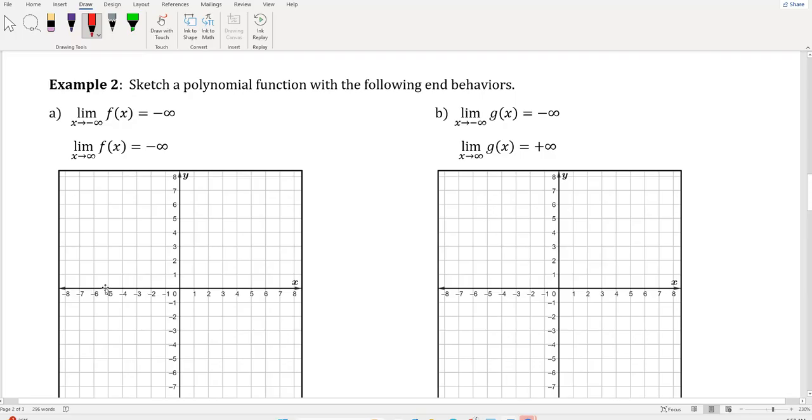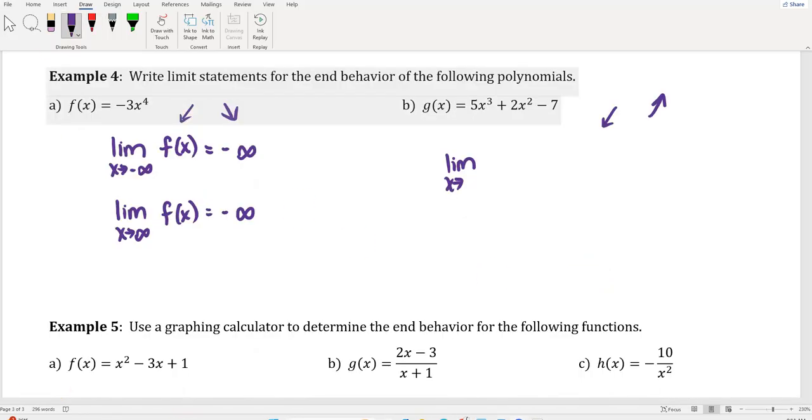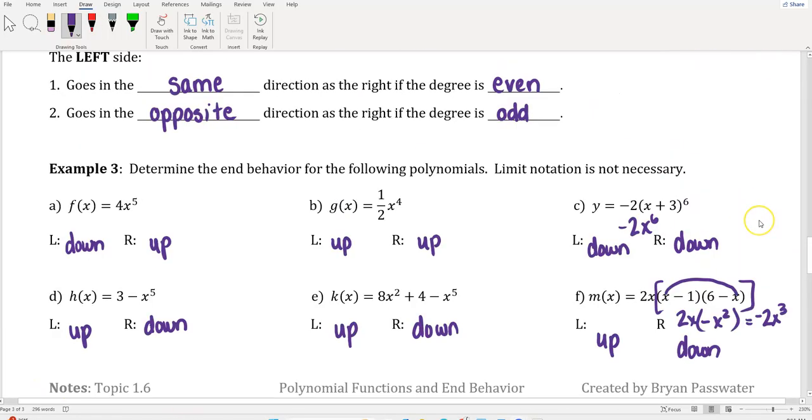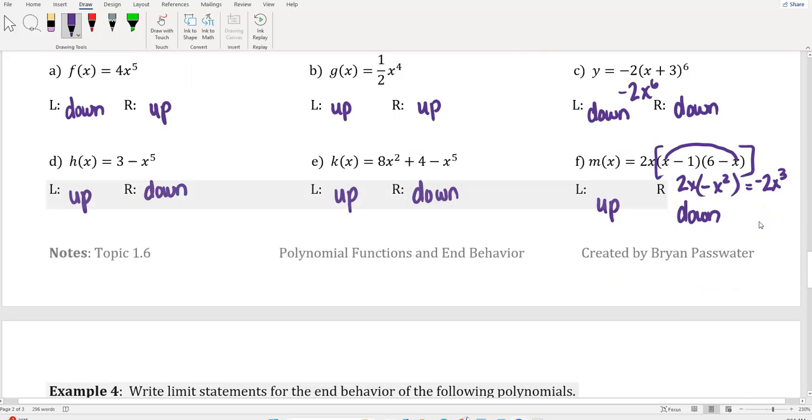These next two, I want you to sketch me a polynomial function. So a polynomial function must be continuous, right? A polynomial function with the following end behaviors, okay? I want you to do this before we look at it, because there's lots of different correct answers that you could have for this. So try these on your own. Vanna, forgot to cut it back on. Here's the answers to the others.